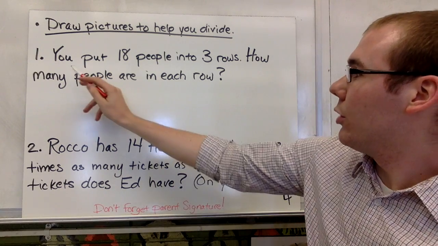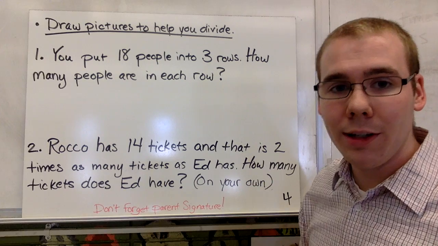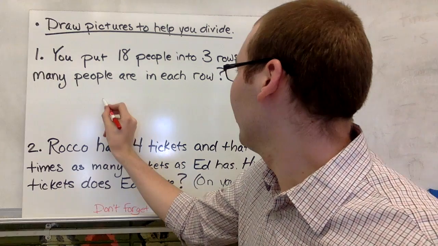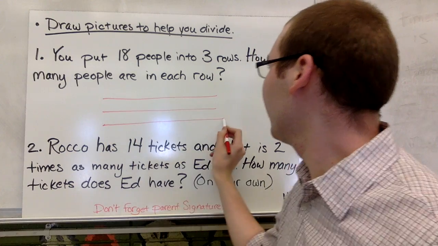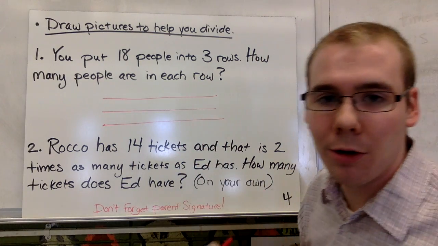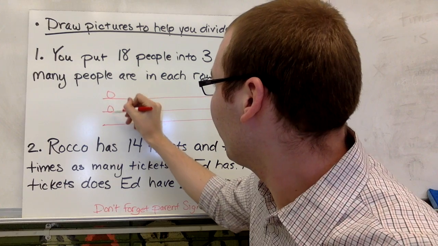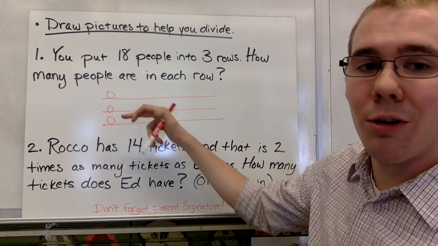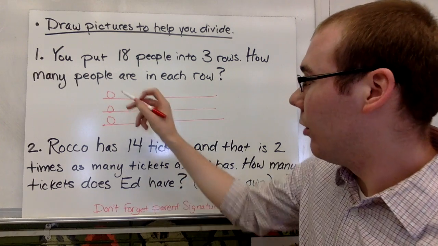So number 1, you put 18 people into 3 rows. How many people are in each row? So I can draw 3 rows here. Now I need to figure out how many people are on each row. So 1, 2, 3, and I just keep going. I put 1 person on each row until I have 18 total.